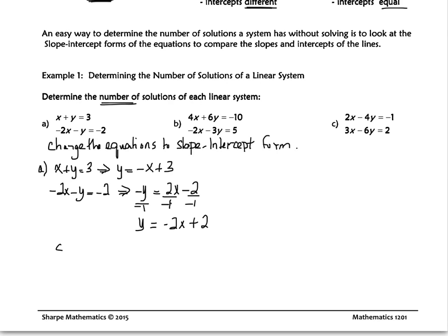Because the slopes are different, we don't need to go any further. The slope of the first one is negative 1. The slope of the second equation is negative 2. So therefore, there's only one solution.